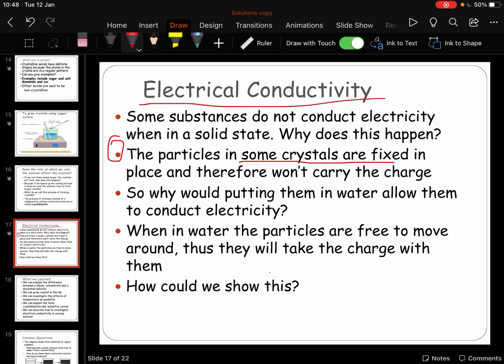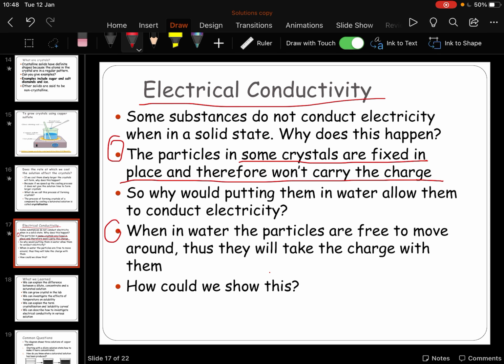The particles in some crystals are fixed in place and therefore won't carry the charge. So some crystals, they don't move. The particles won't move. They're stuck in place. So once they get the electrical charge, they won't pass it on. They'll keep it. So as a result, the conductivity won't occur.